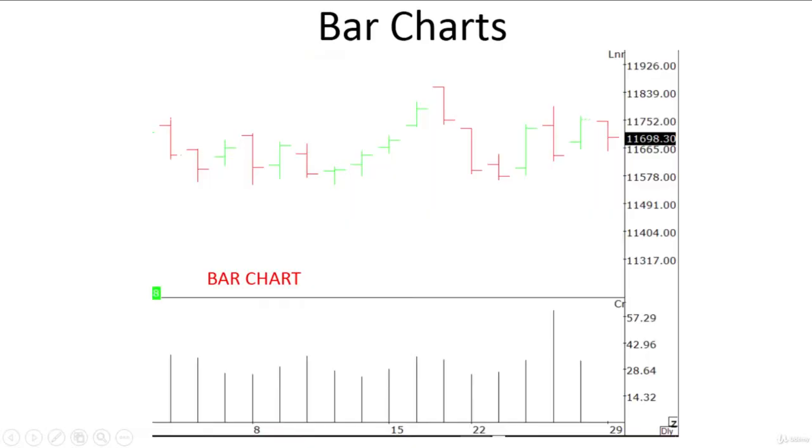As you see in an example of a bar chart on your screen, on the y-axis you see price, on the x-axis you see time, and every data point is represented as a bar. The green bars represent positive movement and the red bars show negative movement.